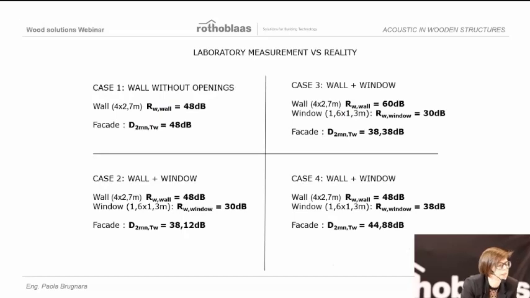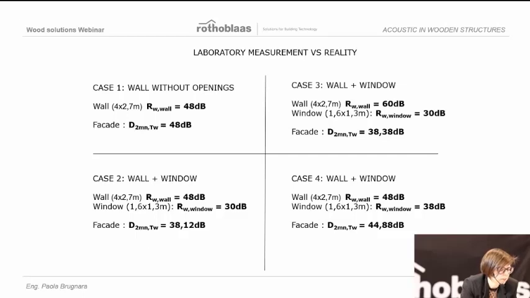So first case, we have a wall without openings. So the performance of the wall and the performance of the facade will be the same. So what we have measured in the laboratory will be more or less the same that we will have in the final building, if we had no flanking transmission, of course.